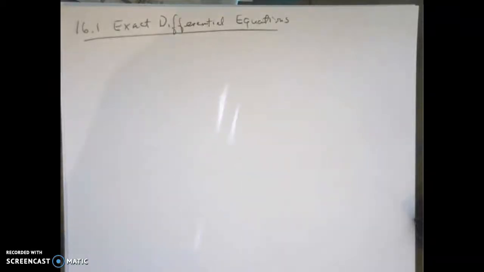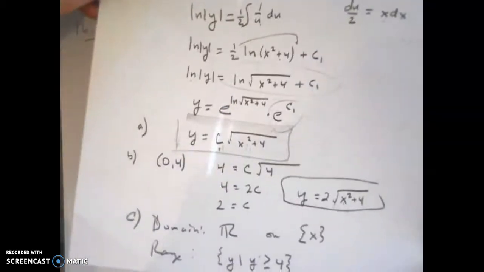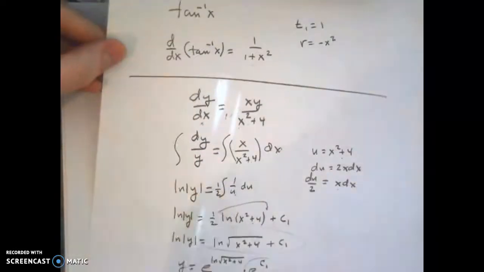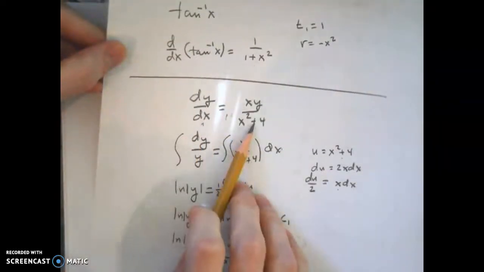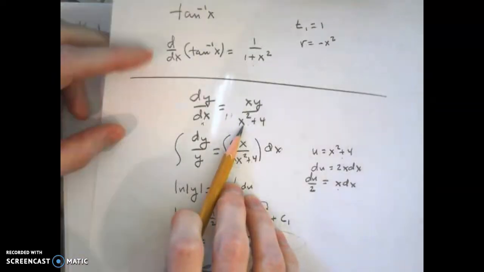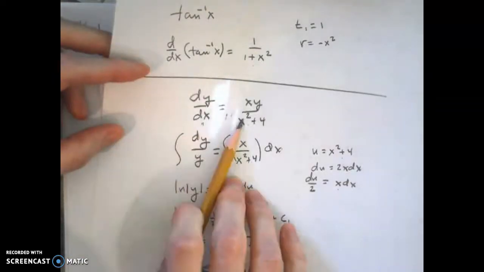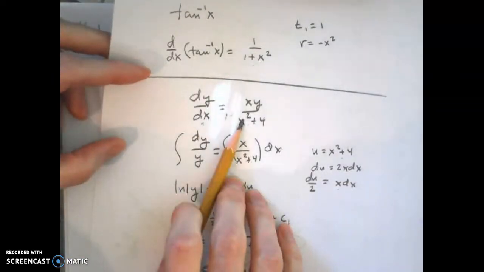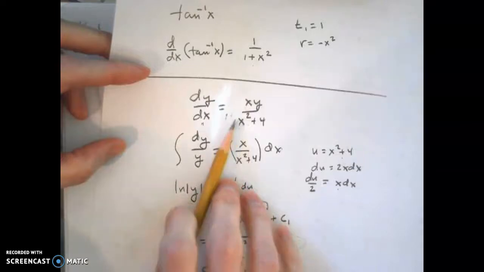In 16.1, we're going to learn how to solve a particular type of first-order differential equation. Last year and in the previous video, we looked at an equation like this, where we solved a first-order differential equation. It wasn't exactly in the same form. We could get it in the same form, but we solved something where it was possible to separate the variables. So all the x's together and y's together.